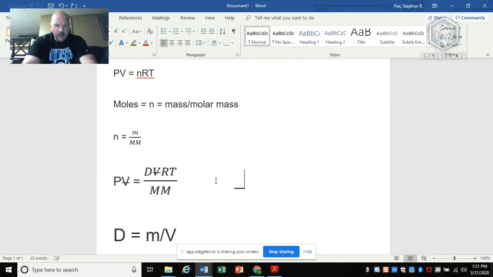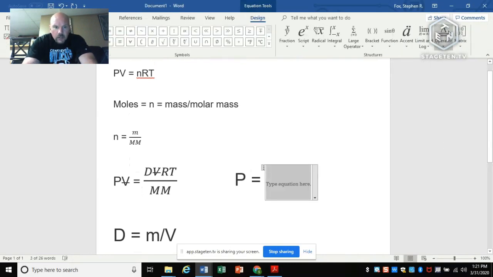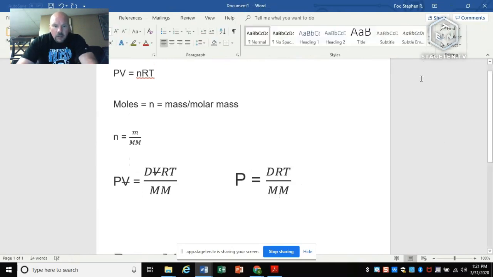So then we end up with pressure equals density times R times T over molar mass. Let me put it in an equation. Okay, so that's how we got that equation.